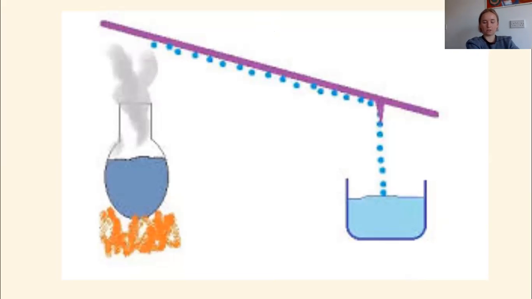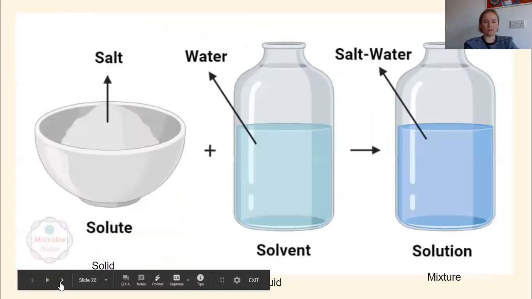So the reason for that is because the mirror is a cold surface, so when the hot water vapor touches it, it turns back into liquid. So it's the same principle here. What we need to do is cool that water down and make it condense and then collect it again.